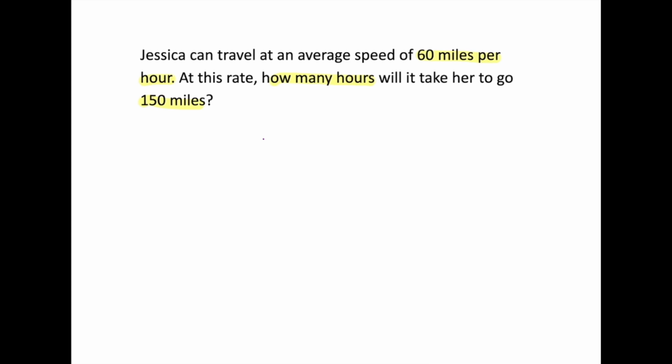To solve this, we can set up a proportion. We can set up 60 miles per hour as 60 miles in the numerator and 1 hour in the denominator. When we set this up, we need the corresponding parts to match. So since miles is in the numerator on the left-hand side, it needs to be in the numerator on the right-hand side. And hours is in the denominator on the left-hand side, so it needs to be in the denominator on the right-hand side. Now let's fill in what we know.